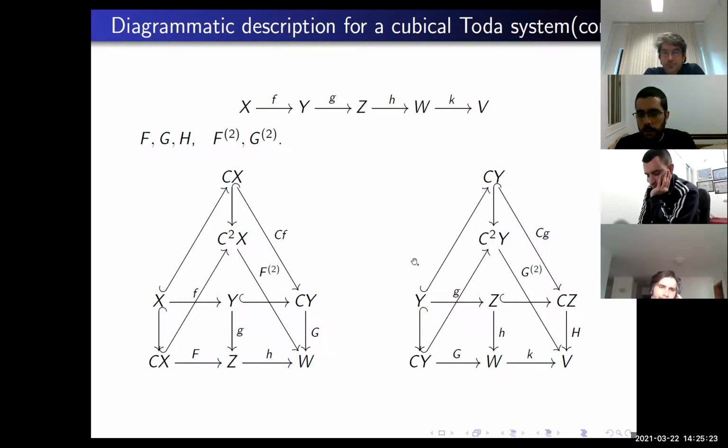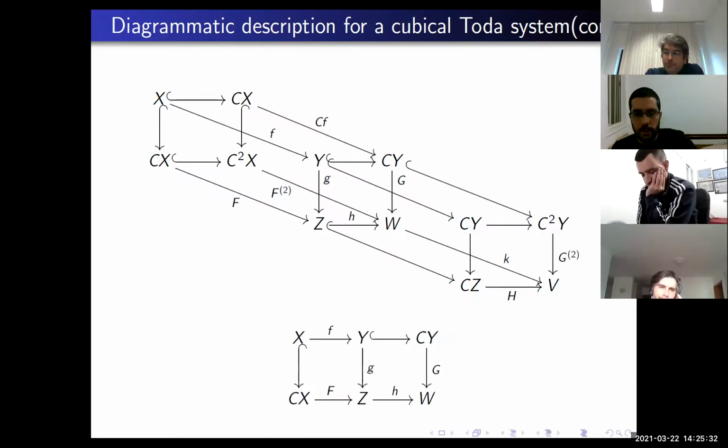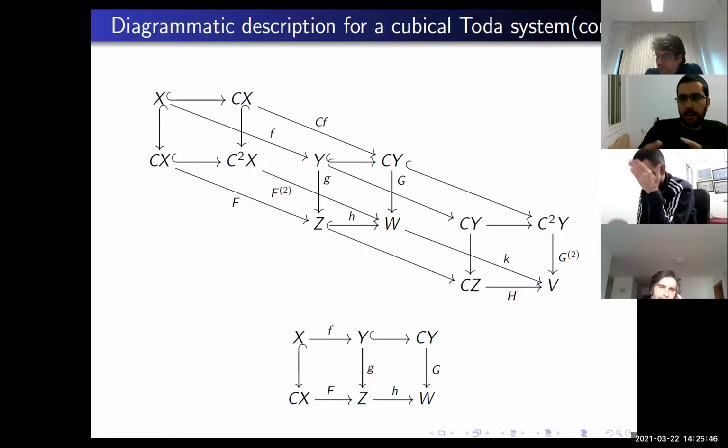Okay, so we get the following. So we can compare it with the primary one. So here's the cubical Toda system. This is the case of the cubical Toda system. So we can encode all the information of the null homotopies and how they act together by this commutative diagram.